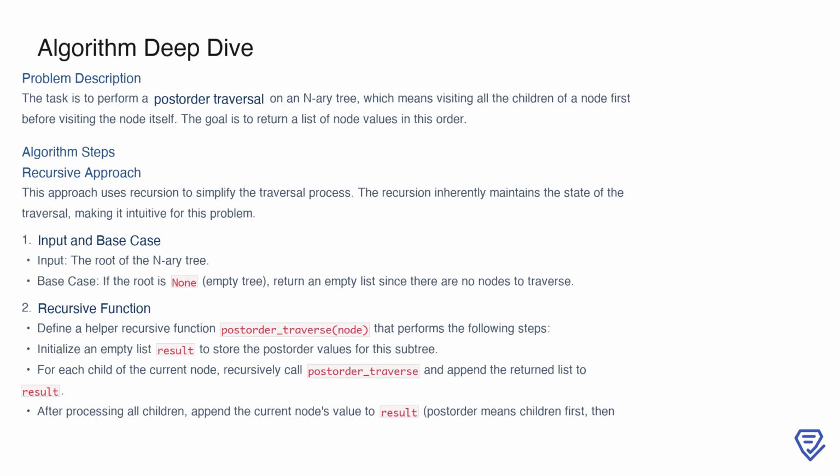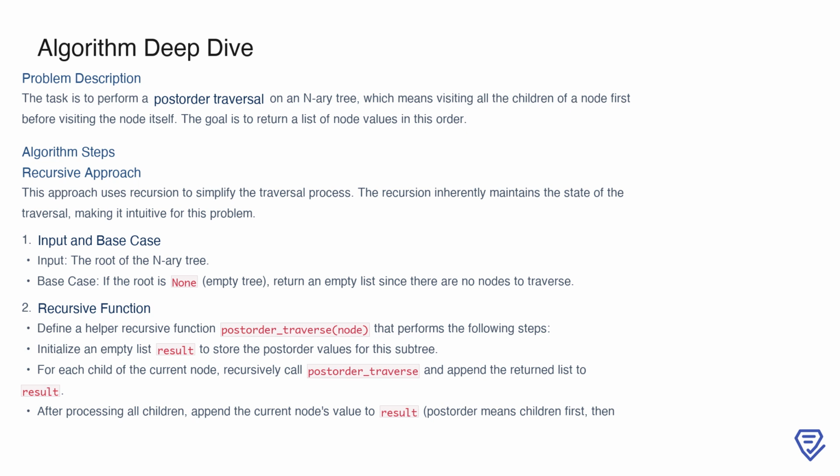The base case here is straightforward: if the root is none, meaning the tree is empty, we simply return an empty list since there are no nodes to traverse. Then, we define a helper function called postorder_traverse to handle the recursive traversal. For each node, we initialize an empty list to collect the postorder values of its subtree. We process all of the node's children recursively, appending their results to this list.